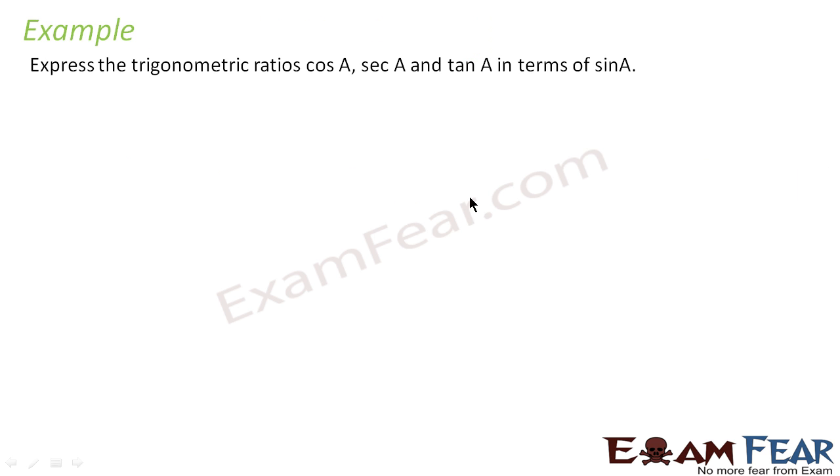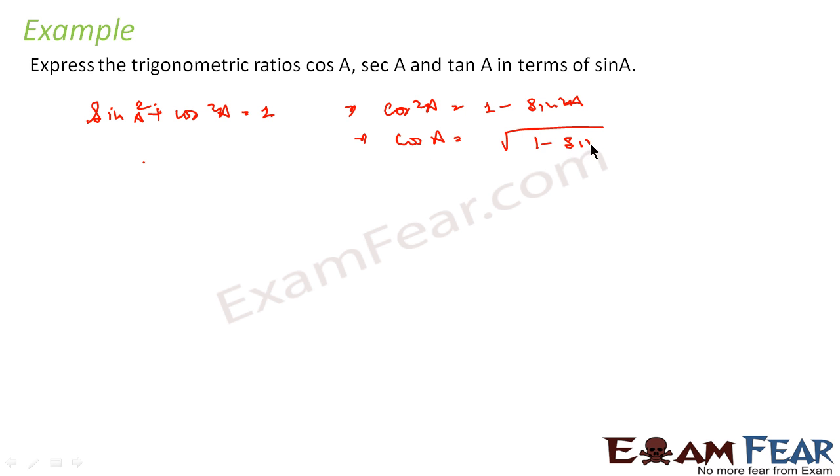We have to express the trigonometric ratios cos A, sec A, tan A in terms of sin A. So what can we do? We know the identity sin square A plus cos square A is equal to 1. With this I can get cos A in terms of sin A. So cos square A is nothing but 1 minus sin square A, or I get cos A is equal to root of 1 minus sin square A. So cos A is done.